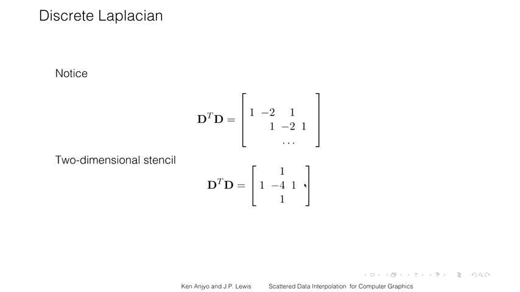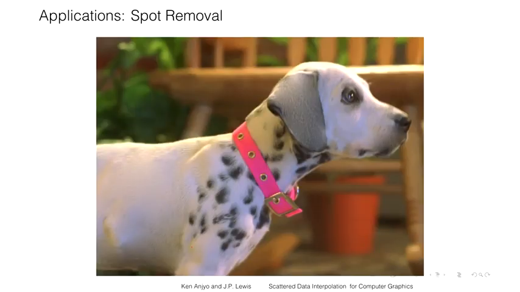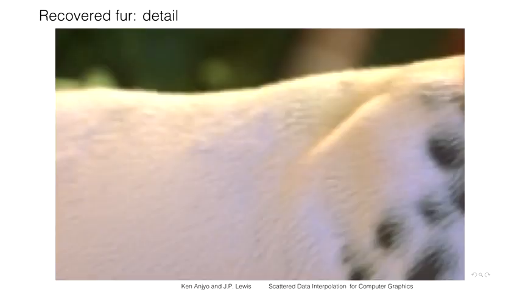Now, if you have a two-dimensional case rather than a one-dimensional case, you're going to get this pattern, which is kind of famous. If you've done any image processing, you've seen this before. This is the Laplacian stencil in 2D. Now I have a nice program demonstration of using all this for painting out some spots on a dog, but depending on time, we'll do it as part of the applications. We'll come back to it.